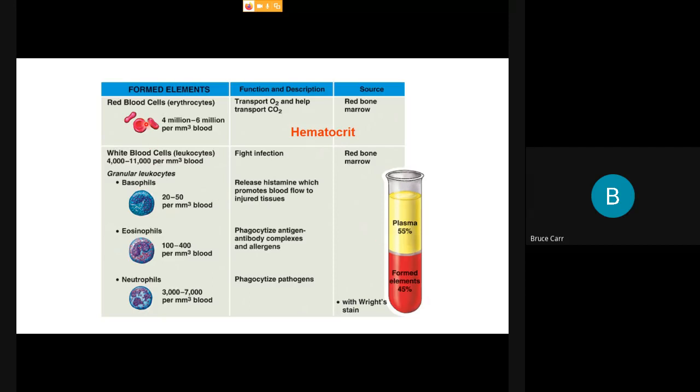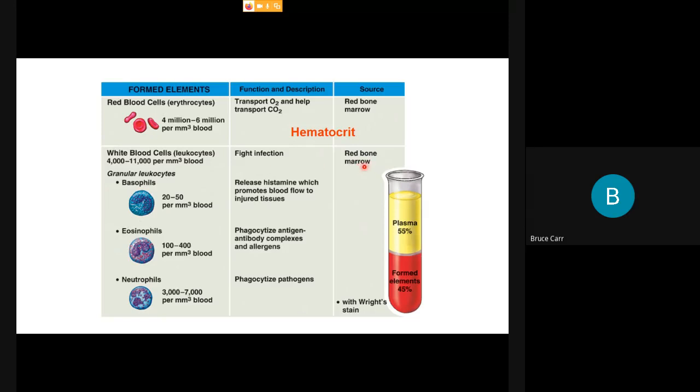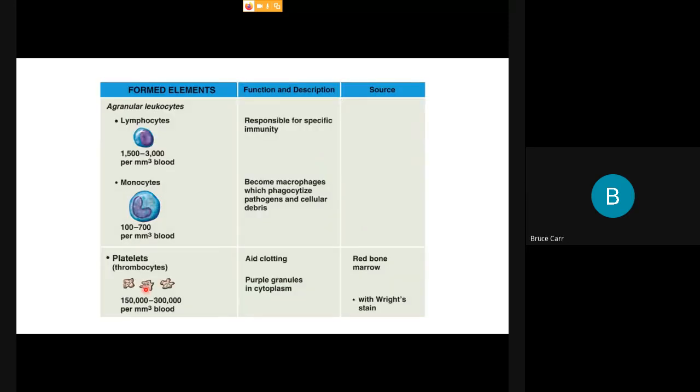The red blood cells are only of one type. They're very small. White blood cells are of many types. These three are called granulocytes because they have these granules filling the cytoplasm. We're going to go through them one at a time. Their whole idea is to fight infection, and red bone marrow is their site of production. We can see here basophils, eosinophils, and neutrophils are the three kinds of granulocytes. There are then agranular leukocytes, leukocytes meaning white blood cells. Lymphocytes and monocytes are those cells that are agranular. The lymphocytes are responsible for specific immunity. The granulocytes are responsible for a general immunity that we all have.